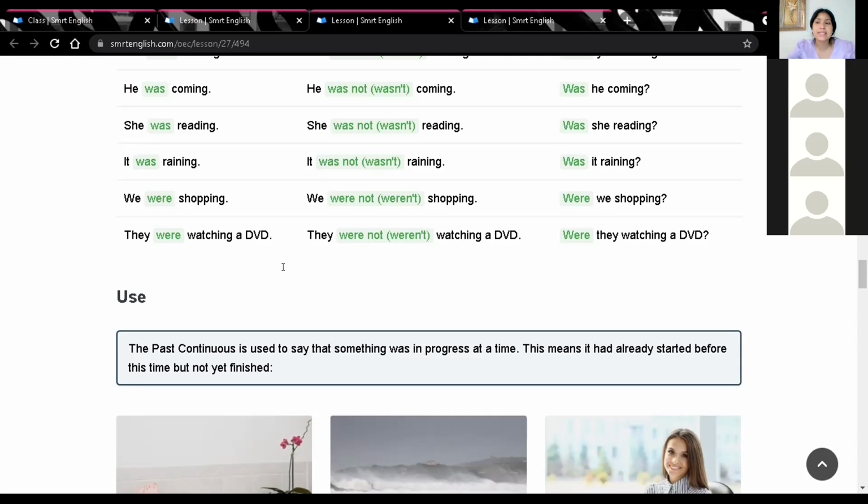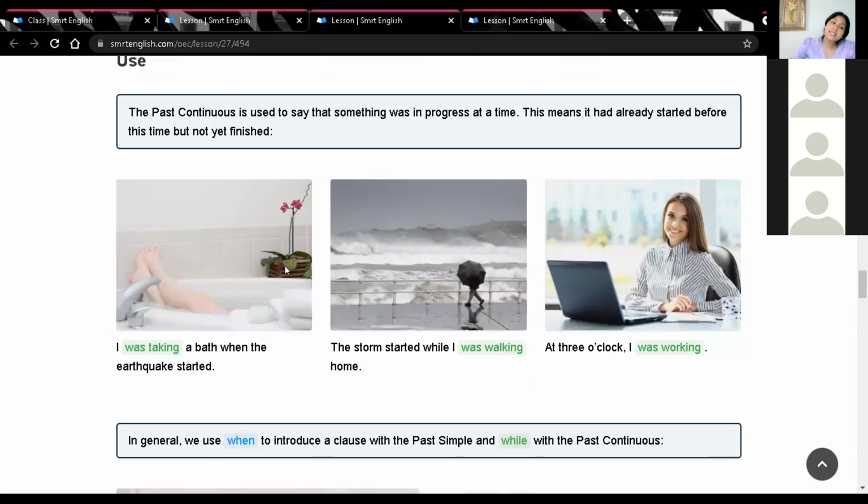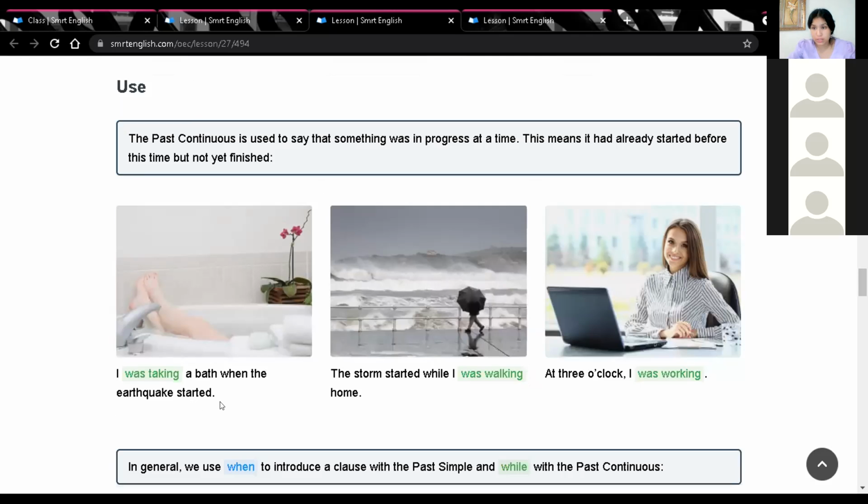Let's see the examples. I was taking a bath when the earthquake started. The storm started while I was walking home. At 3 o'clock, I was working. So I repeat, the past continuous expresses something in the past, but shows the action that was in progress at that time in the past.